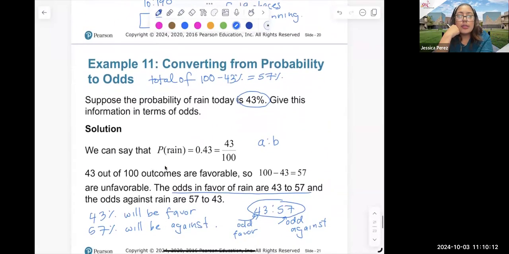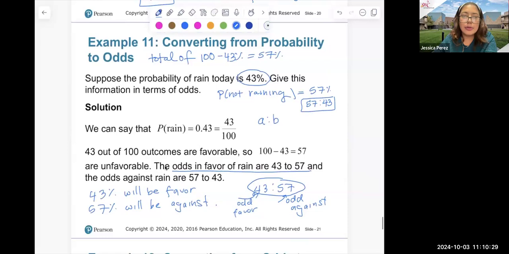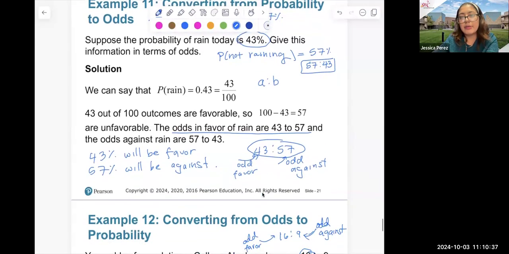Same thing here. What is the probability of not raining? The probability of not raining will be 57%. In this case, 57 to 43. It's backwards. So the odds against are 57 to 43, and here are the odds in favor, 43 to 57.